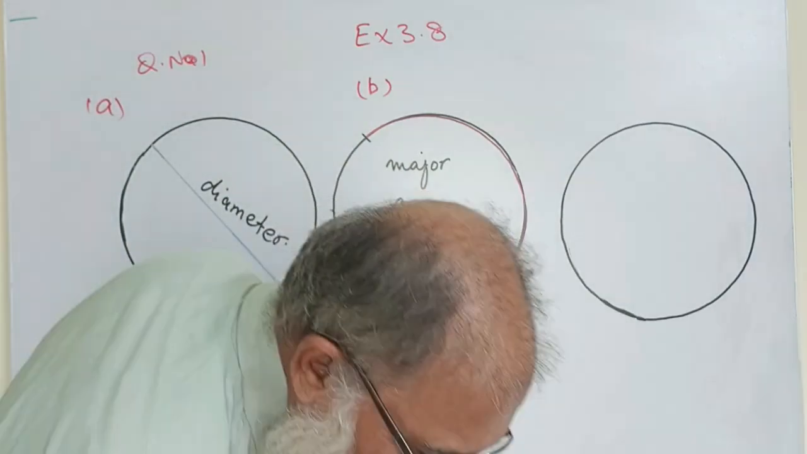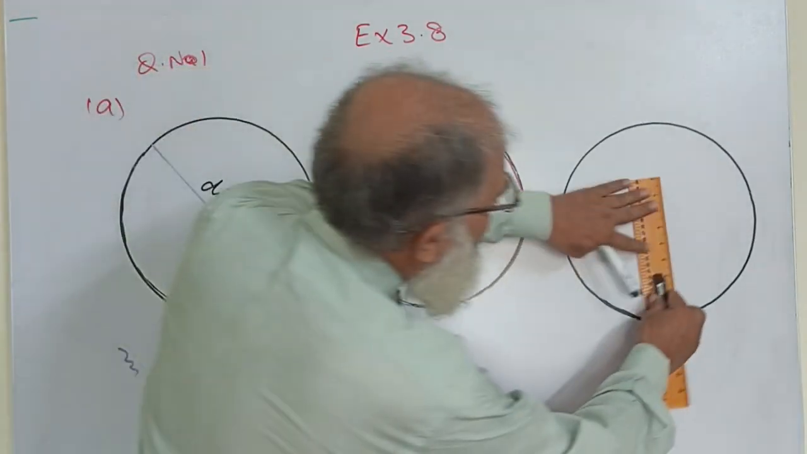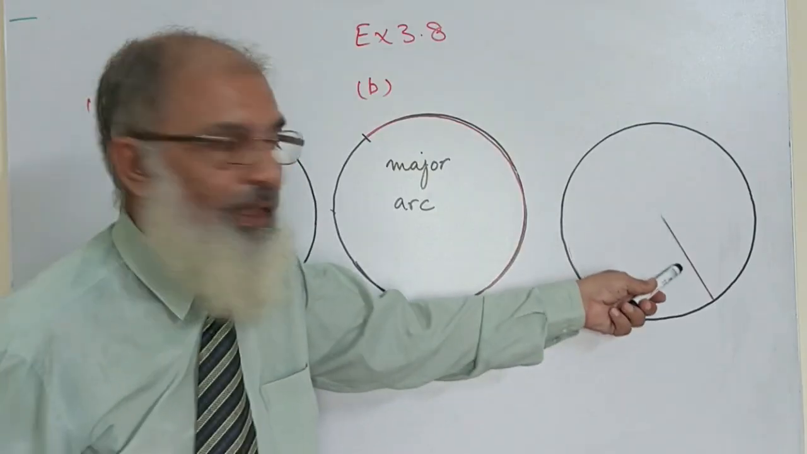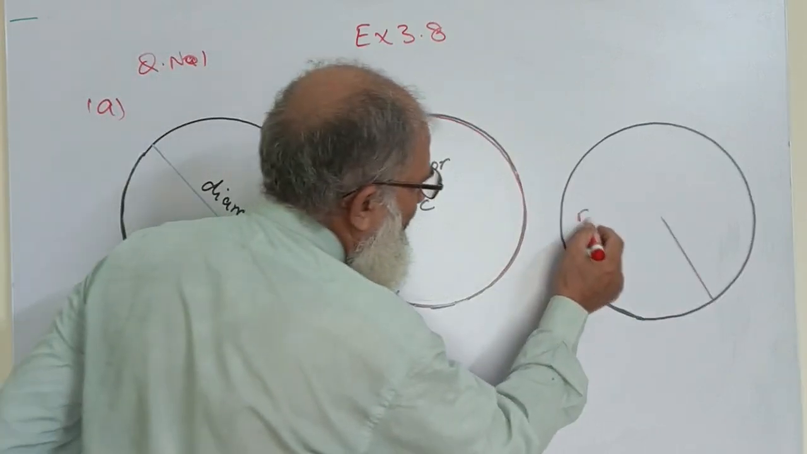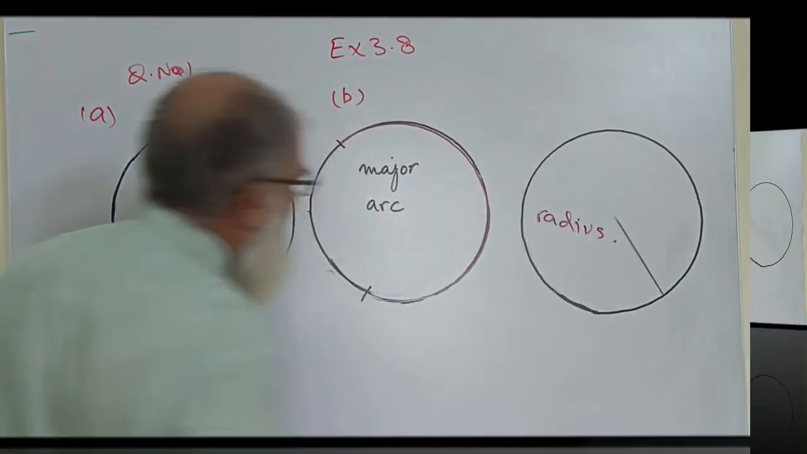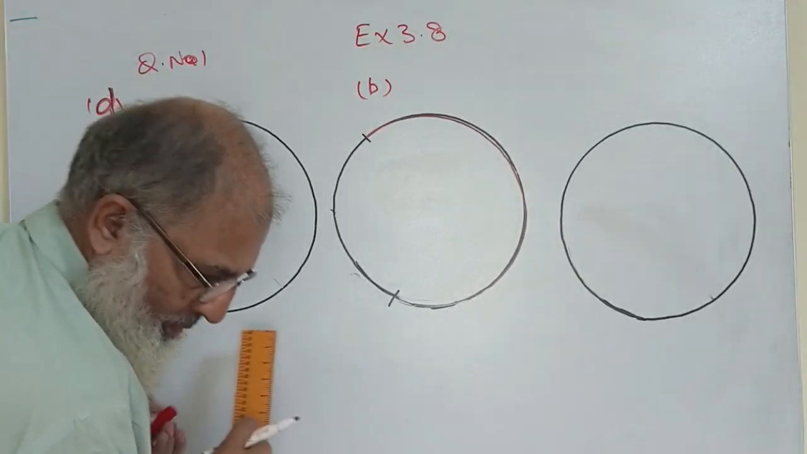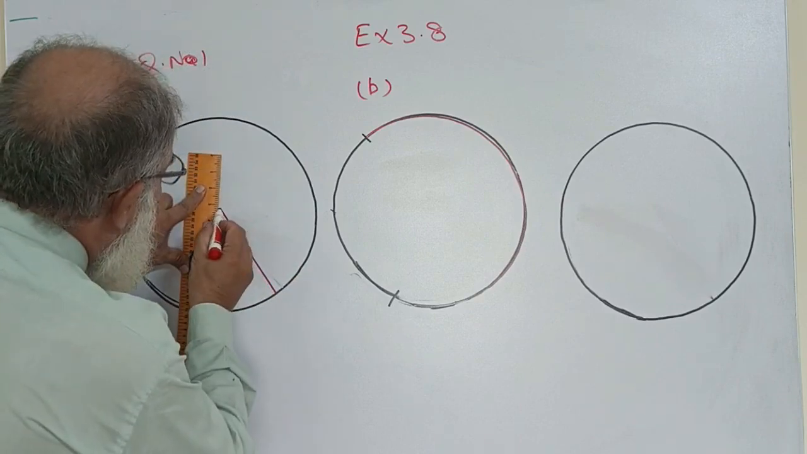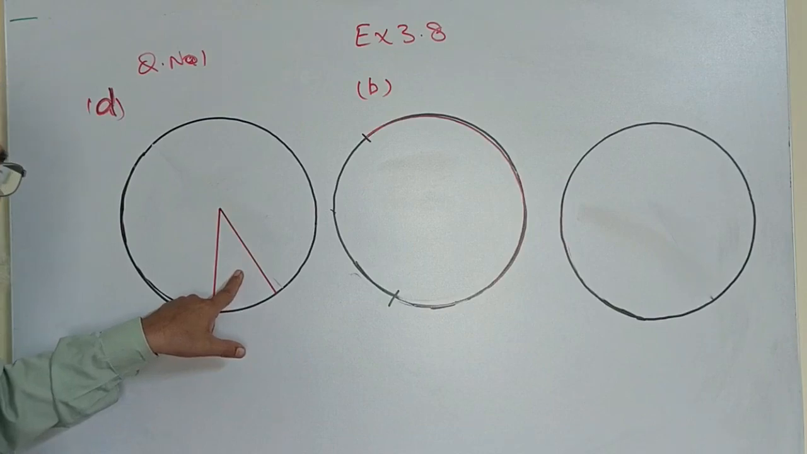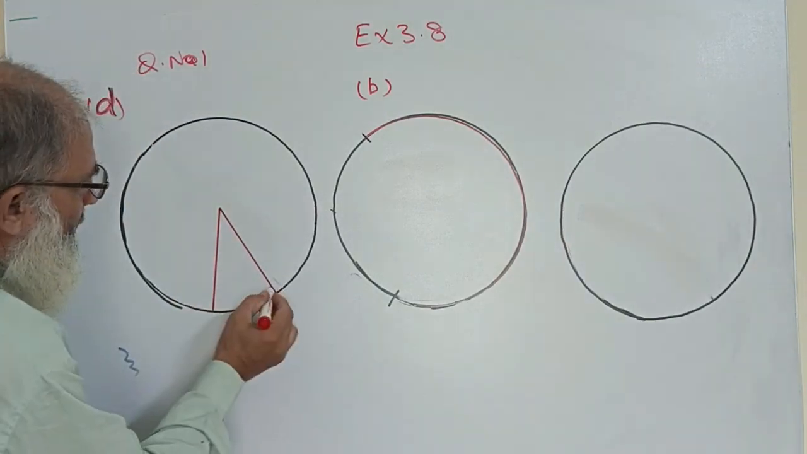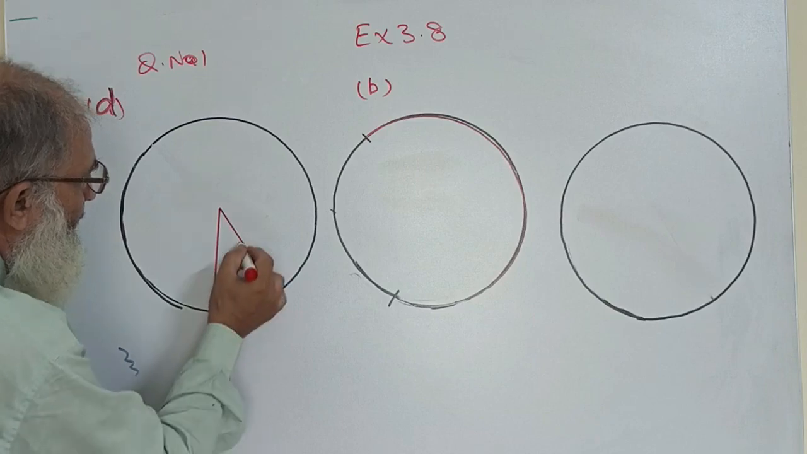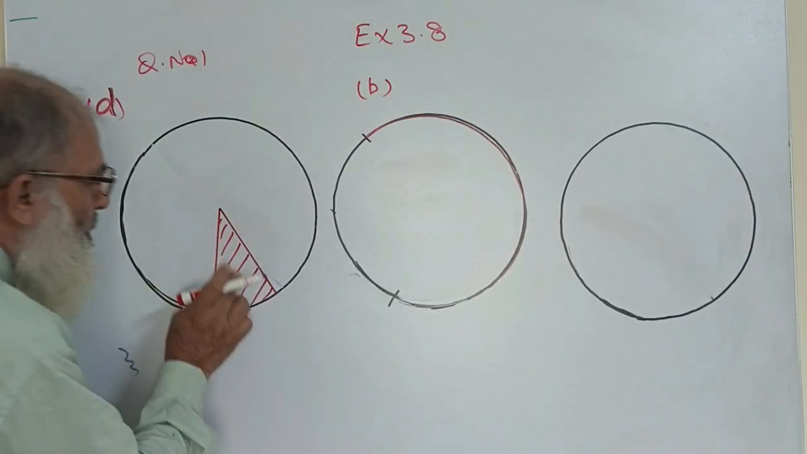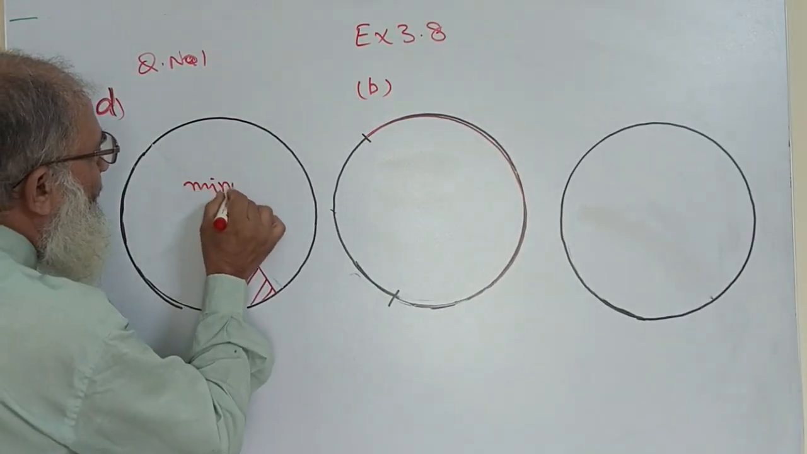Okay, now the next is this one. This is asked over here. It is called radius. Okay, part D. This one is asked over here, and it is colored blue in your book. This is blue, so this part is asked. This is a minor segment.